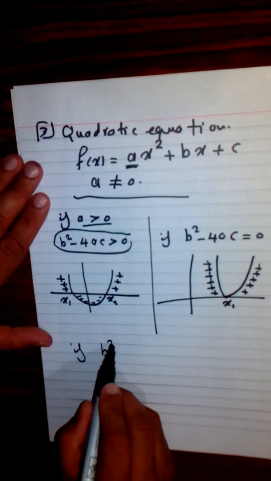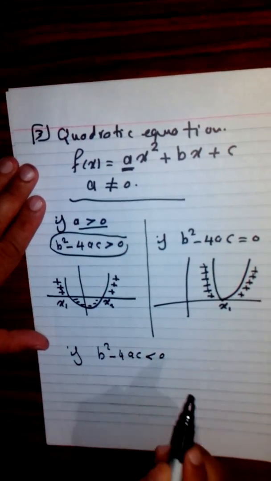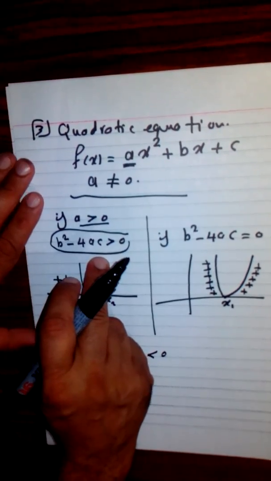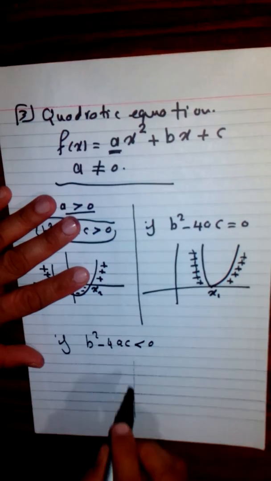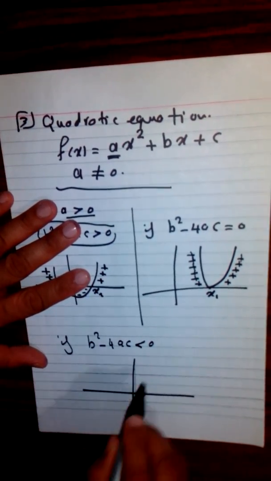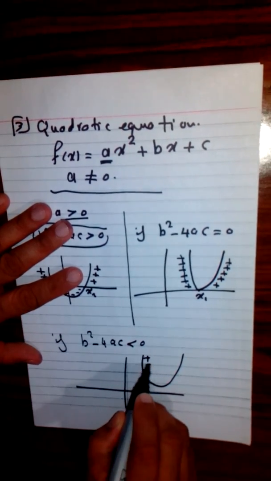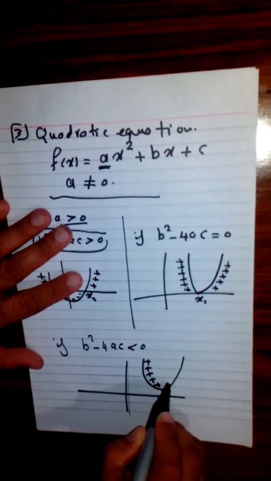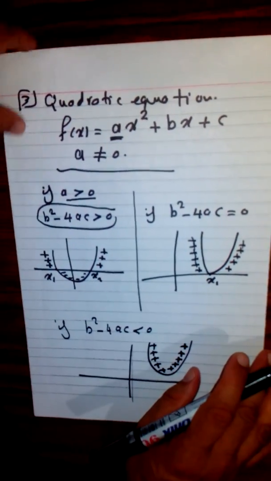If b squared minus 4ac is less than 0, then the curve does not intersect the x-axis. f of x is positive for all x belonging to R. Example.